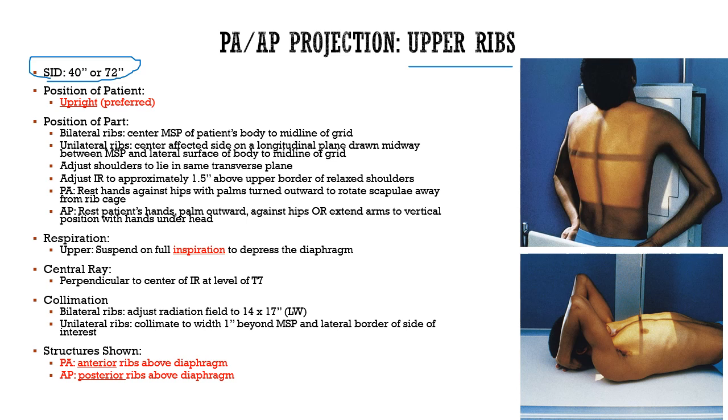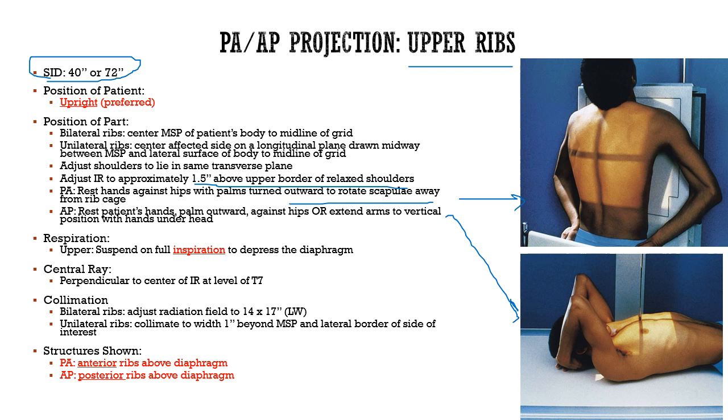We're going to adjust the shoulders to lie in the same transverse plane and adjust the image receptor to approximately 1.5 inches above the upper border of the relaxed shoulders. For the PA, we want to rest the hands against the hips with the hands turned outward to rotate the scapula away from the lung fields. And for the AP projection, we'd like to rest the hands with the palms outward, to move the scapula out of the lung fields.